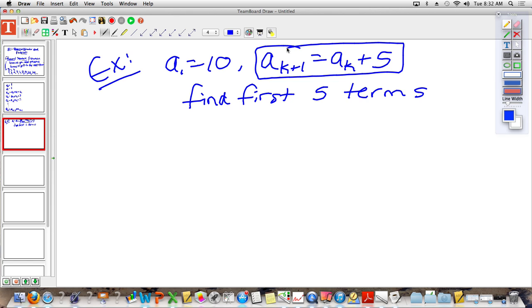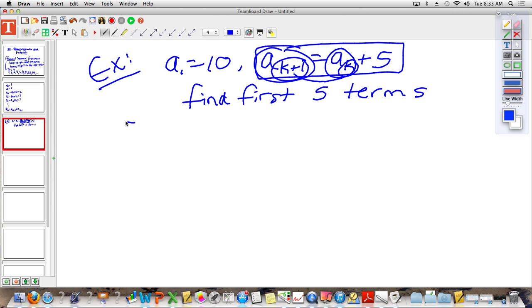And it's telling us that to find a term, a sub k plus 1, that is the name of any term in the sequence, you have to take this term right here. Well, what is a sub k in comparison to a sub k plus 1? It's one less. It's the one right before the one you are trying to find. That's the difference between k and k plus 1. K plus 1 is the one you're trying to find. But to find that one, you need to take the term right before it, which is just a sub k, and then you have to add 5 onto it.